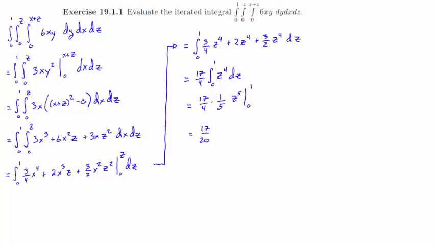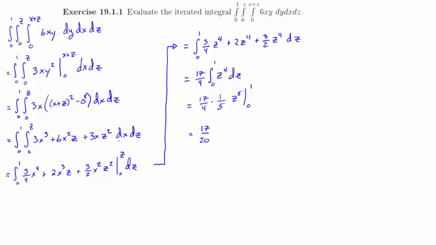So we get that this equals the integral from 0 to 1 of the integral from 0 to z of 3x times (x plus z)^2 minus 0 squared, dx dz. This then equals the integral from 0 to 1 of the integral from 0 to z of 3x cubed plus 6x squared z plus 3xz squared dx dz. What I did was I FOILed out the (x plus z) squared and then multiplied the 3x in to get that.